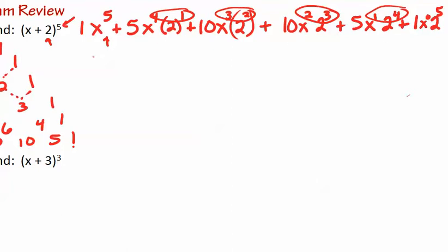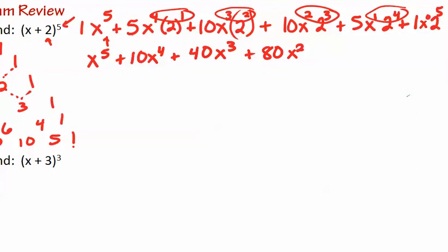And now we've got to clean up our arithmetic. Here we've got coefficients of 5 times 2 to the first. And here we've got to square the 2 to get 4 times 10. And here we've got 2 to the third is 8 times 10. And here 2 to the fourth is 16. 16 times 5 is 80. And 2 to the fifth is 32.